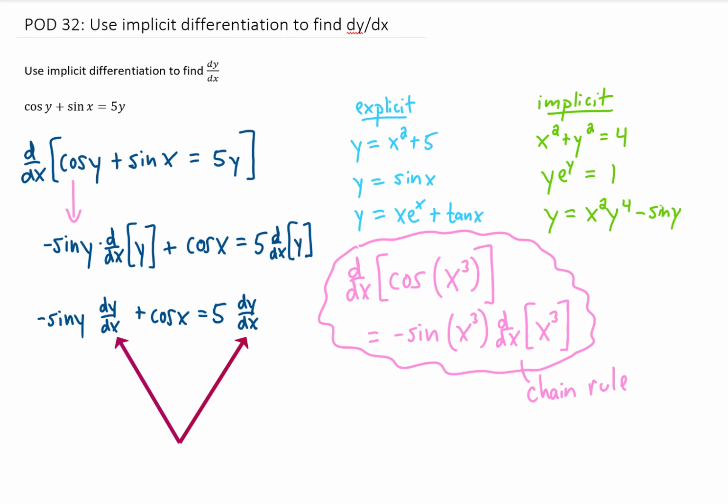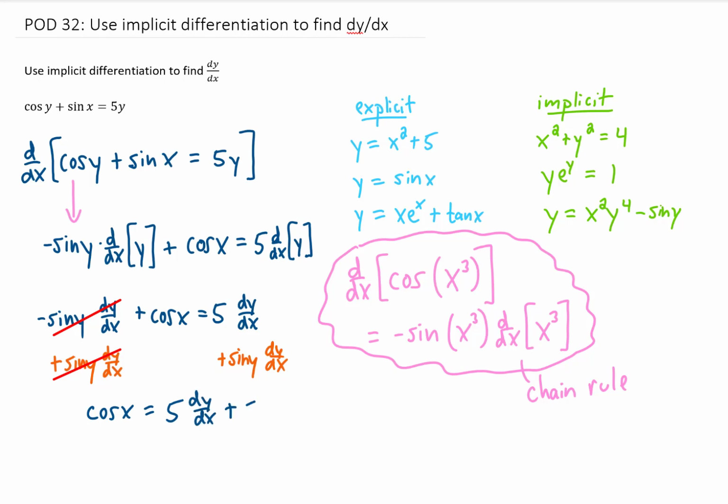What we can do now is isolate dy dx algebraically. There are a couple of ways to do this, but I'll start by adding this sine of y term with the dy dx on it to both sides of the equation. Then on the left, we're left with just a cosine of x. And on the right, we have a 5 dy dx plus a sine of y dy dx. Now that we have all of the terms that have dy dx on them on the right side of the equation, you'll notice that we can factor dy dx out. Factoring a dy dx from the first term just leaves us with a 5, and factoring the dy dx from the second term leaves us with a sine of y.